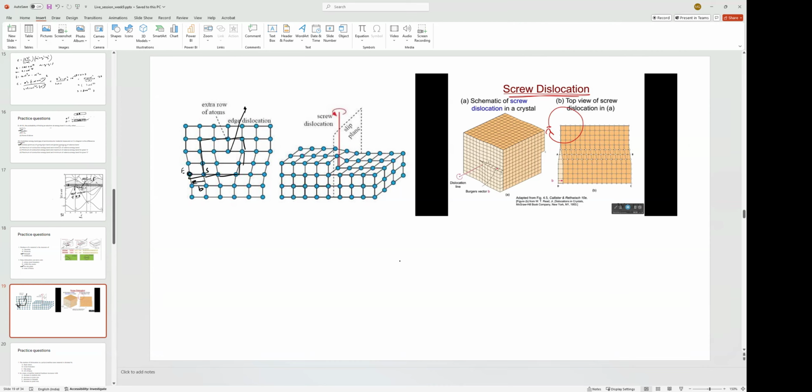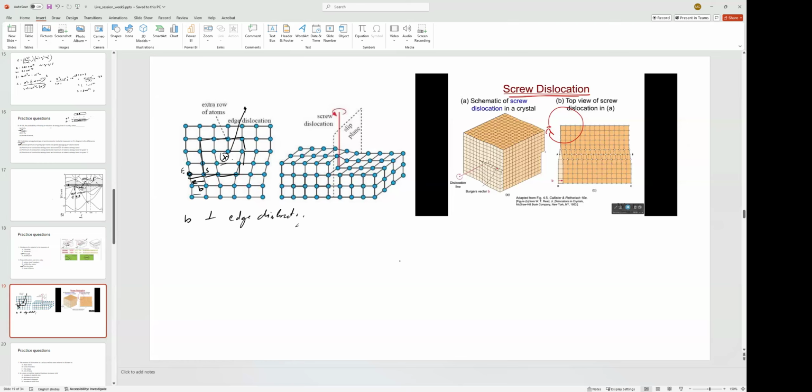And your edge dislocation is inside this plane, inside or outside this plane. In this case, it was inside the plane. So your Burgers vector and your edge dislocation are perpendicular to each other. So b is perpendicular to the edge dislocation. Okay.